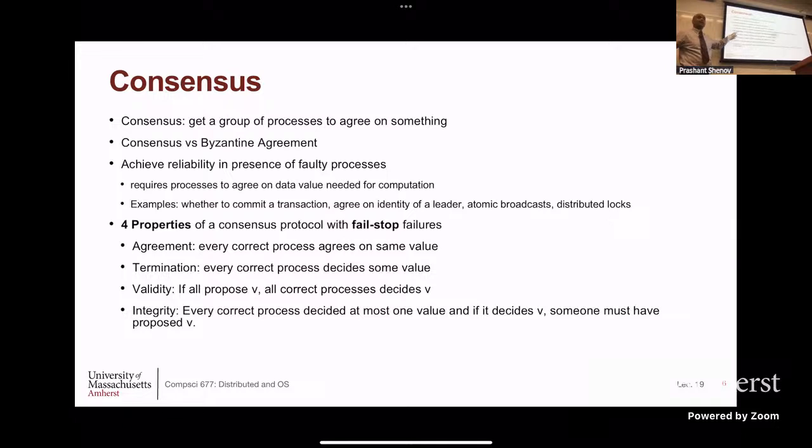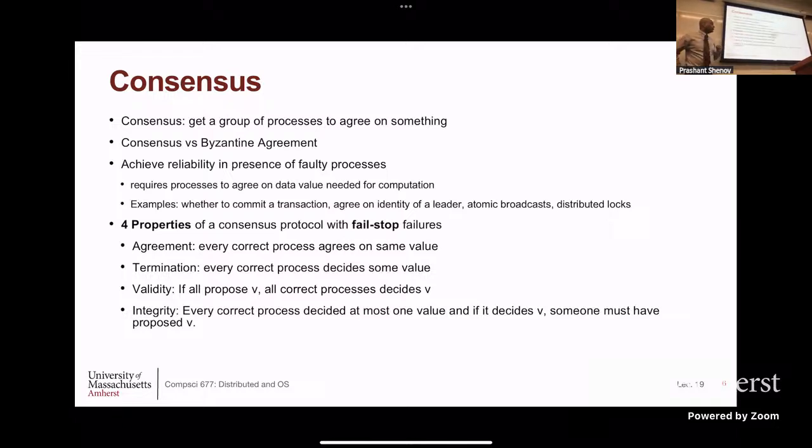First is agreement. Agreement says all processes are going to end up with the same value. This was the same thing as everybody commits or everybody aborts, right? So they should all agree on the same value. Termination essentially means that every process actually ends up with a value. It's not hung forever, so you're not going to be in a state where you make no progress. So you want the process to terminate. You want everyone to agree.